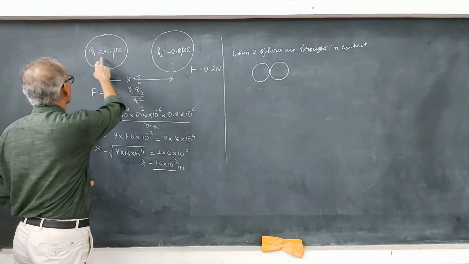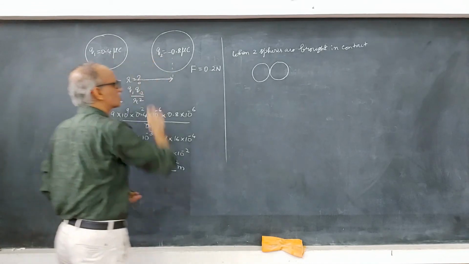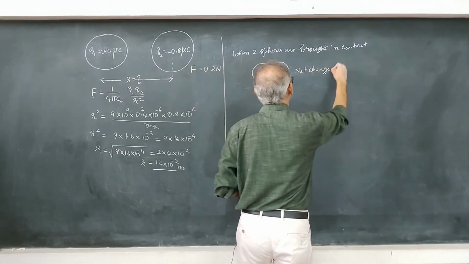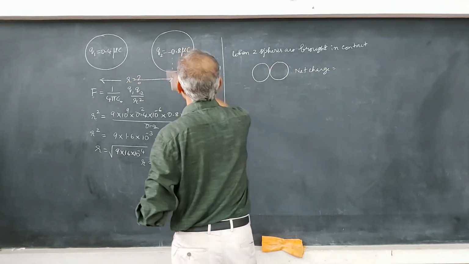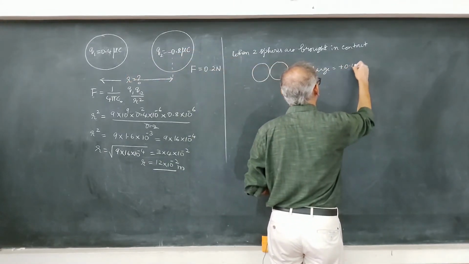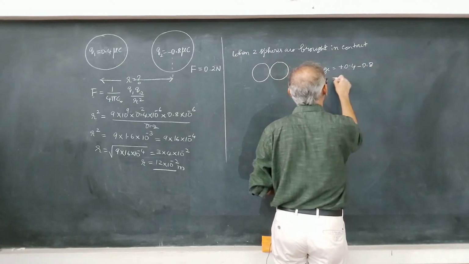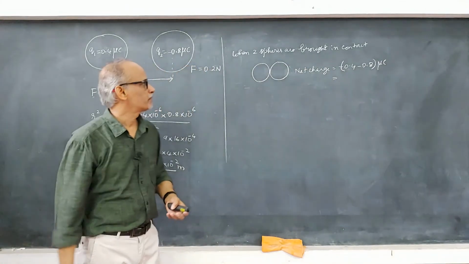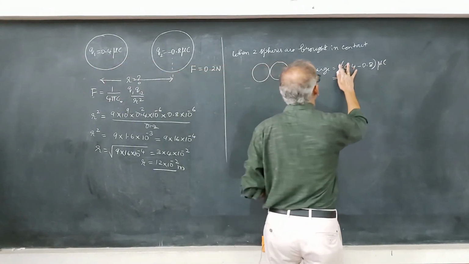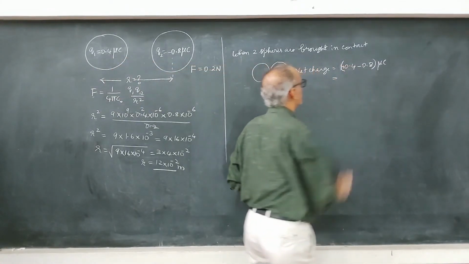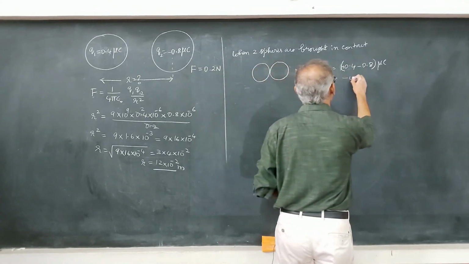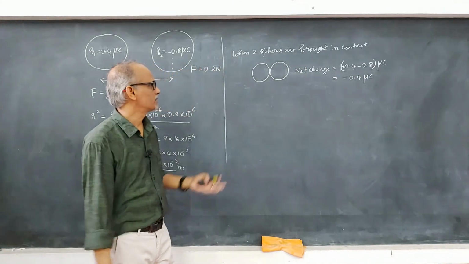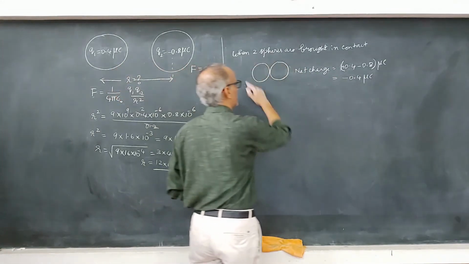When they are brought in contact, what is the net charge now? The net charge will be plus 0.4 and minus 0.8 microcoulomb. Plus 0.4 and minus 0.8, so that will be minus 0.4 microcoulomb. That is the total.